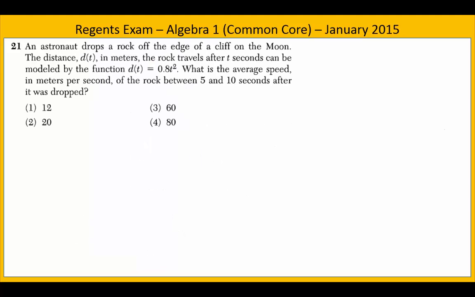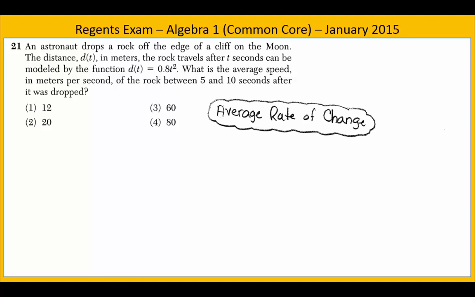In exercise 21, an astronaut drops a rock off the edge of a cliff on the moon. The distance is given by the function d(t) = 0.8t^2. What is the average speed in meters per second between 5 and 10 seconds? In this case, we're looking to find the average rate of change. When you find average rate of change, you use the slope formula, (y2 minus y1) over (x2 minus x1). We need 2 points in order to use the formula.